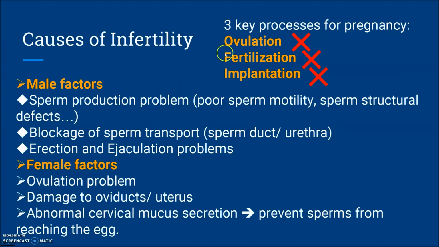And for the female factors: ovulation problems and damage to the oviduct or the uterus, maybe a blockage of the oviduct. Another example is that the uterine lining is too thin for the embryo to implant, to embed itself in the uterine lining. And also abnormal cervical mucus secretion prevents the sperms from reaching the egg, because the mucus is very sticky and traps the sperm, so they cannot swim to the egg at all.